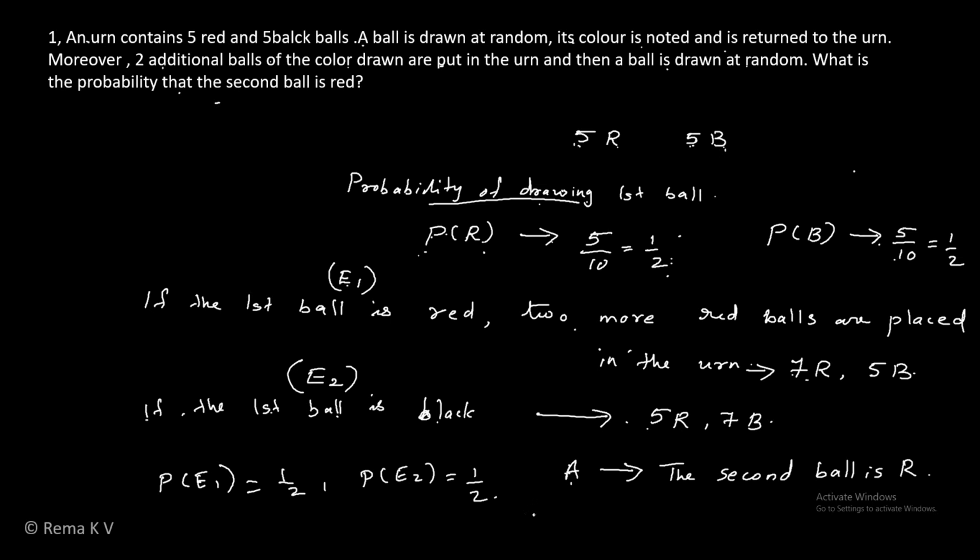Now we have to find one more, the probability of A, that is, the second ball is red when the first ball is red. So two cases are there. If the first ball is red, we can choose the second one also as red. So this is the case. What is the probability of A given E1? That is the probability of getting a red ball in the second draw when the first ball is also red.